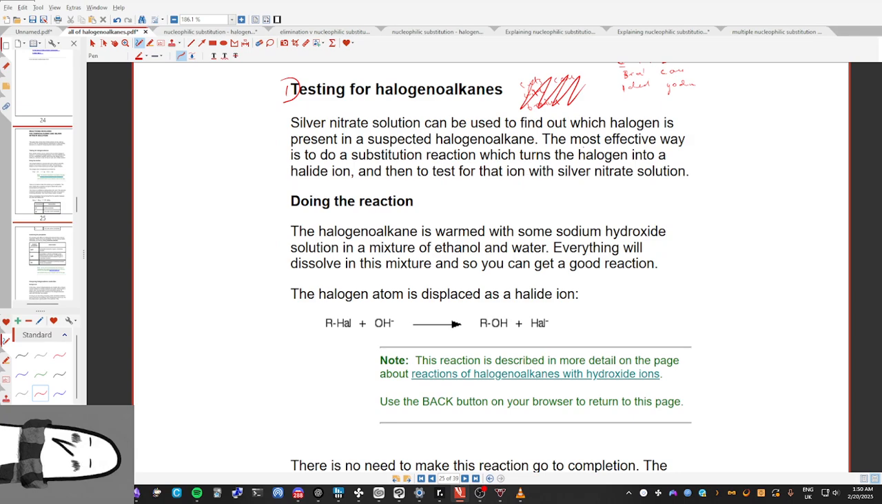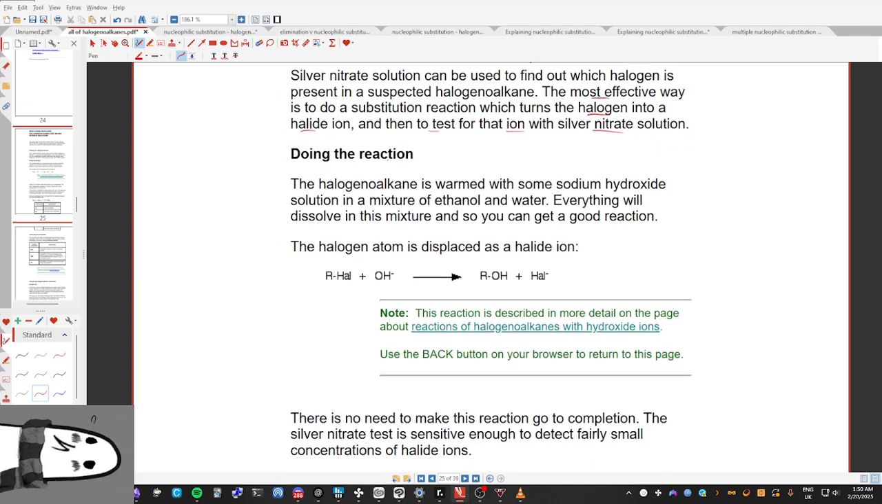So the most effective way is to do a substitution reaction which turns the halogen into a halide ion, and then do the test on the ion with silver nitrate solution. So you do the reaction. The halogen alkane is warmed with some sodium hydroxide. This is your basic way to turn it into an alcohol. Make it in ethanol and water.